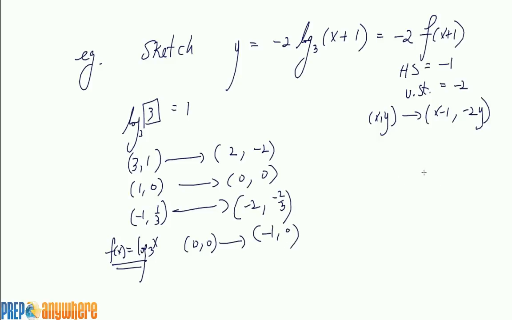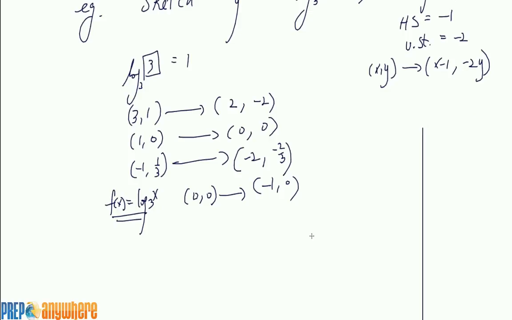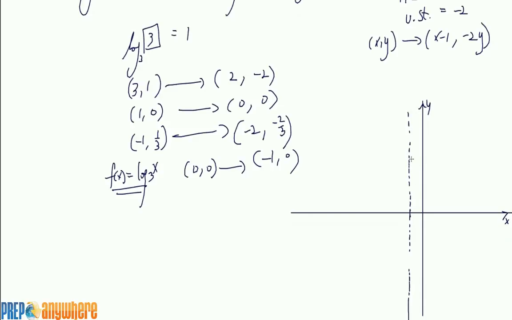Okay, so we have -1, so this is the y-axis, and this is the x-axis. -1, and 0 is a reference point. So that's going to be our new vertical asymptote, okay, x = -1. Let's plot the other points. (1, 0) becomes (0, 0). (3, 1) becomes (2, -2).